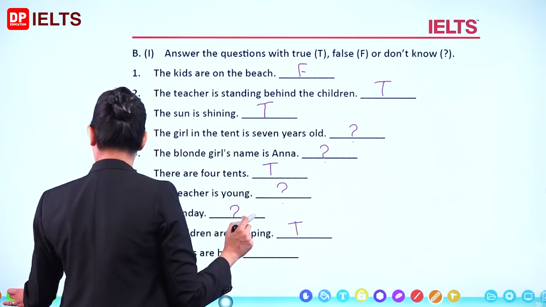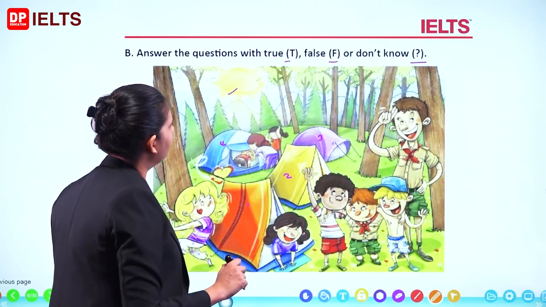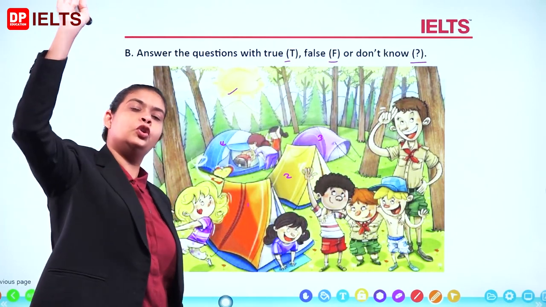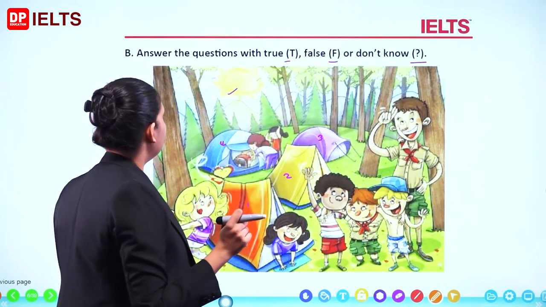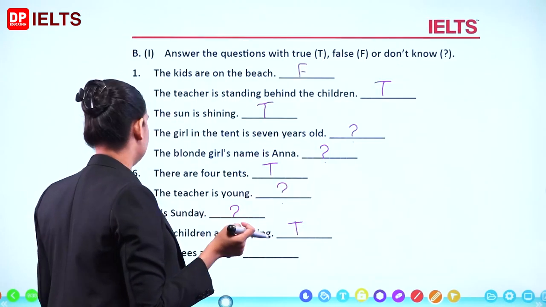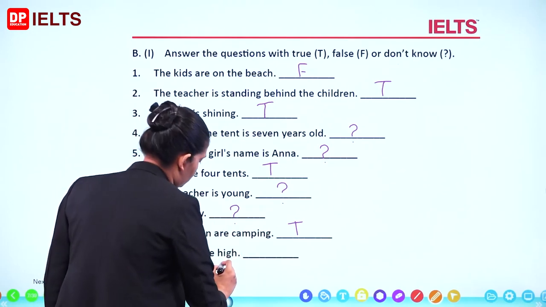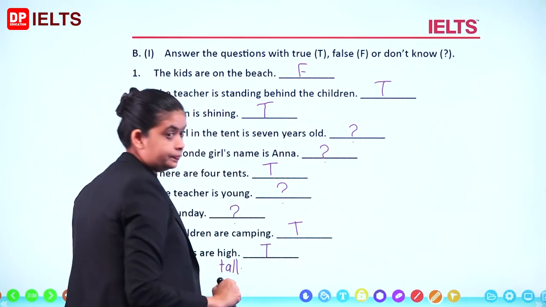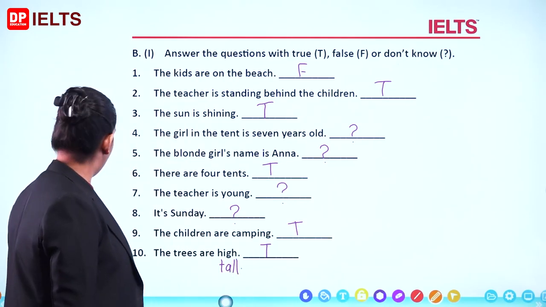The trees are high. We usually say the trees are tall. A better word to use would be the trees are tall. But they are high, so I could say it's true. Alright.